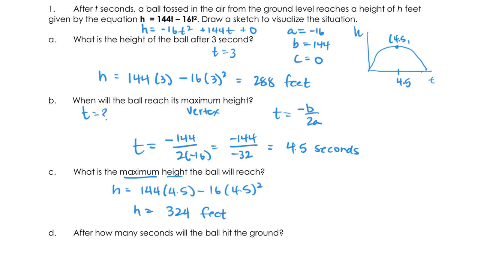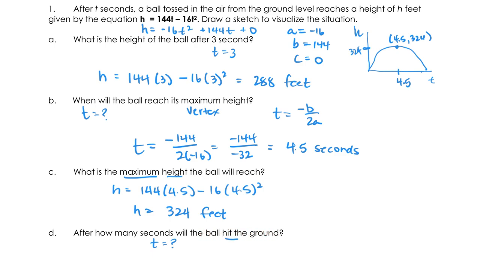So that's when it's hitting up here, 324, and that would be the maximum height. And that makes sense with the other answer that we got for part A. So after 3 seconds, which is right here, we're only at 288 feet, so it's a little bit lower than that. In the final part here, it says after how many seconds, so they're looking for t, so that's what we're looking for. Will the ball hit the ground?